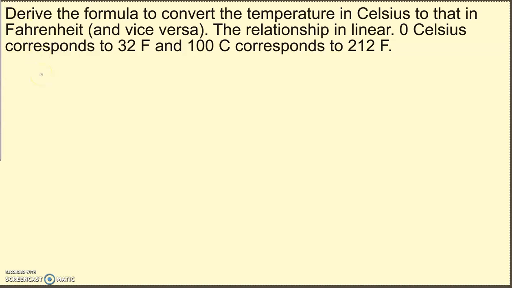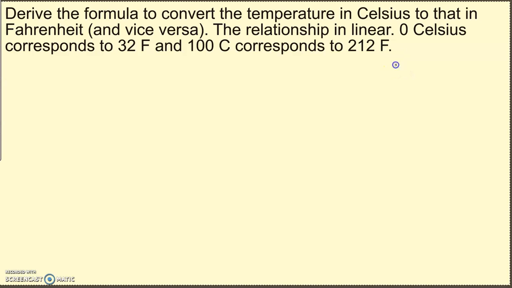So in this video, we would like to derive the formula to convert the temperature as measured in degrees Celsius to that in degrees Fahrenheit and the opposite. We know that the relationship is linear, and we know that 0 degrees Celsius corresponds to 32 degrees Fahrenheit, and that 100 degrees Celsius corresponds to 212 degrees Fahrenheit.